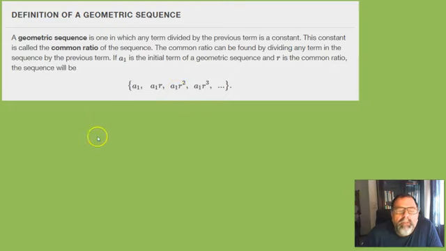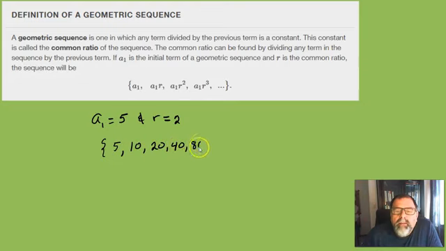So let's say our first term is 5, and we want r to be 2. So our sequence is going to be, you start with 5, and then 5 times 2 would be 10. 10 times 2 would be 20. 20 times 2 would be 40. So we're just doubling it every time. 80. And so on.